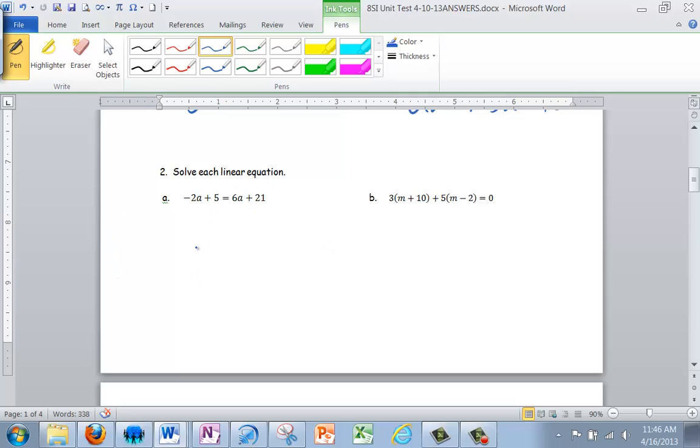So for letter A, this one was fairly straightforward. A should be negative 2. For letter B, you should get m is equal to negative 5 over 2. That's the negative 20 over 8. Many of you got 20 over 8. That was just fine. Make sure you simplify. If you need help with that one, please come see me.